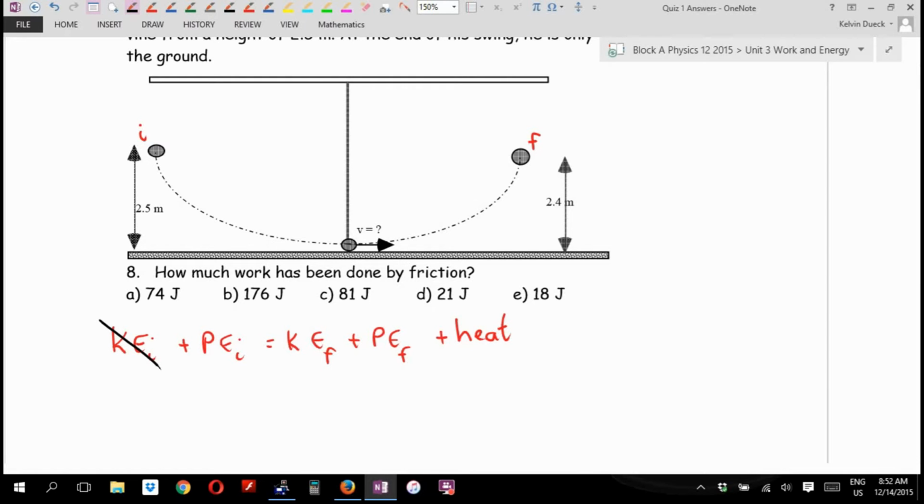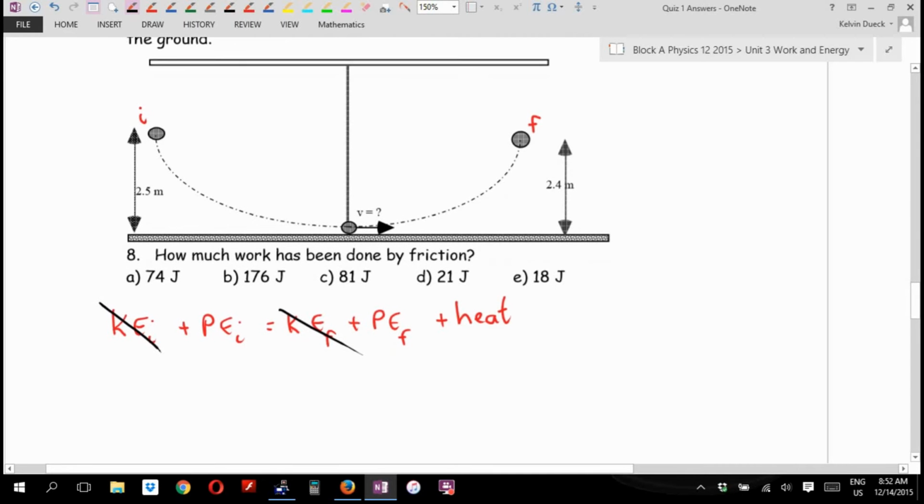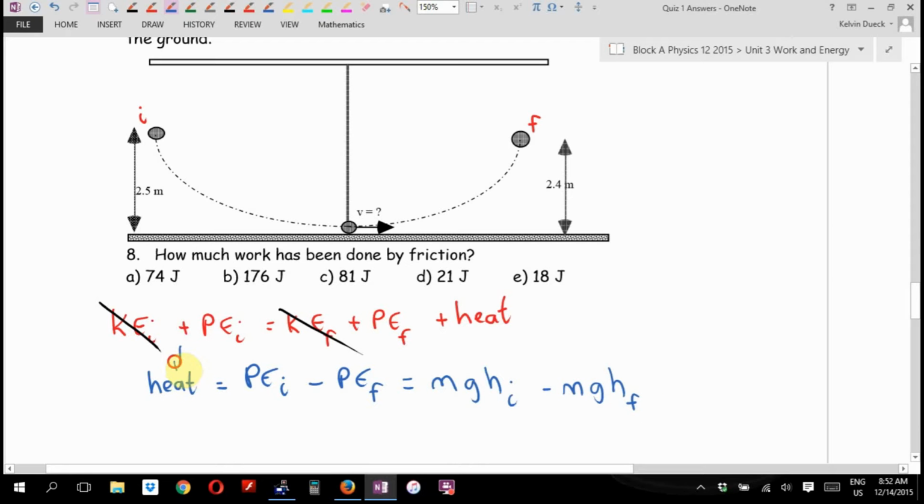What's my final speed at the top of the swing on the other end? Oh, what's my final height? Not 0. Okay. So I'm going to get this. The heat equals PEI minus PEF. What's potential energy? MGH, I guess initial, minus MGH final. Do the masses cancel here? There's no mass in heat, so no.